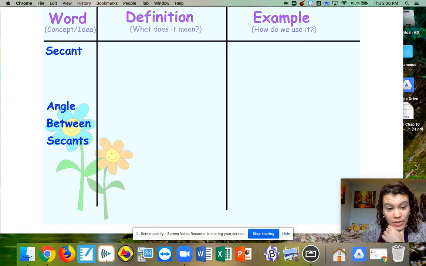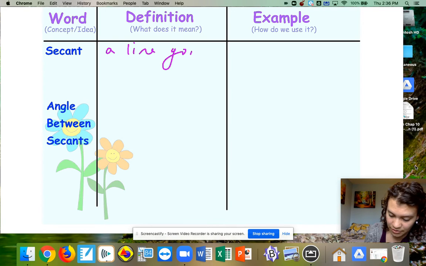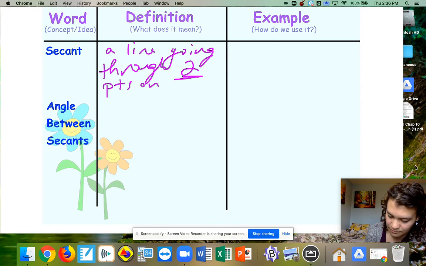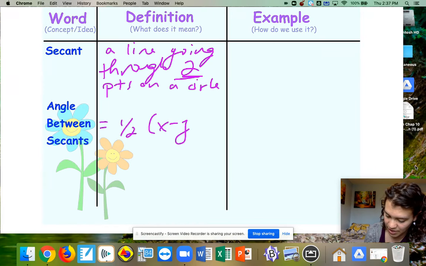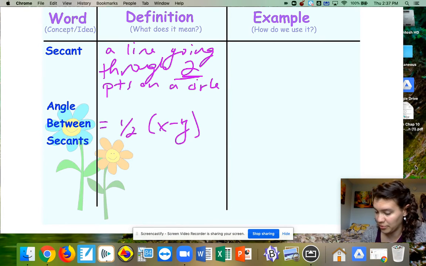All right, so what is a secant? A secant is a line going through 2 points on a circle. And then the formula is going to be the same as between tangents. It's going to be 1/2 (x minus y). X here is still the bigger one, y is the smaller one.